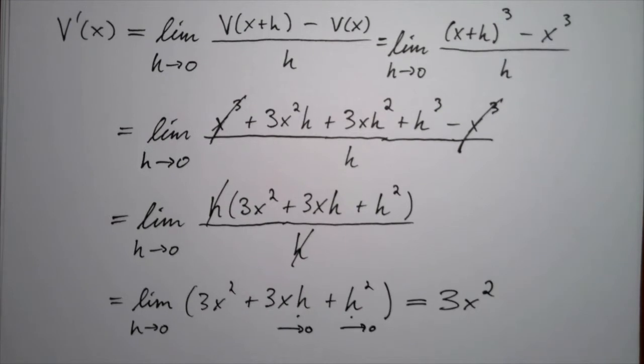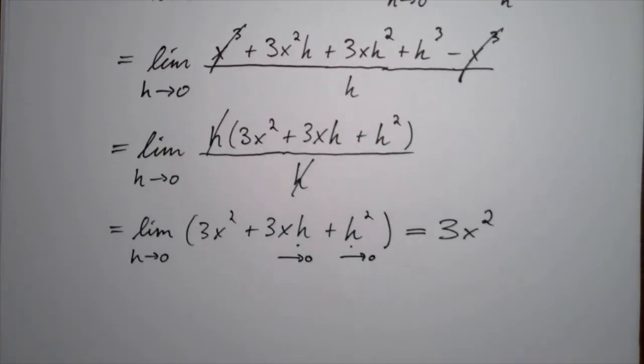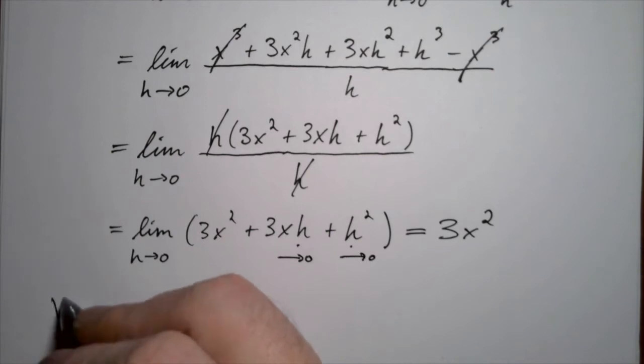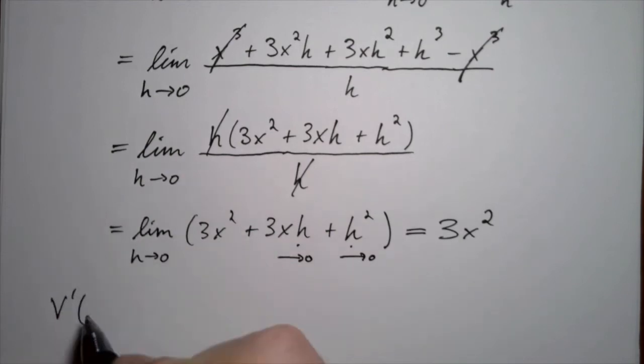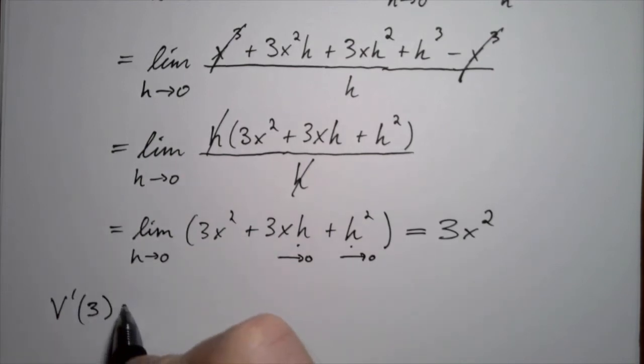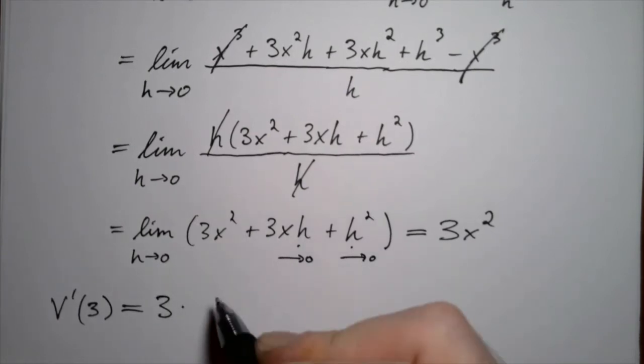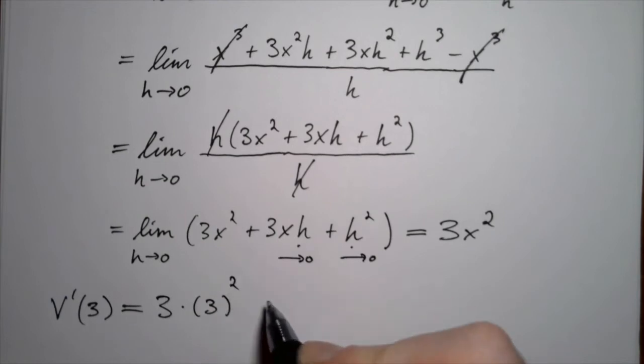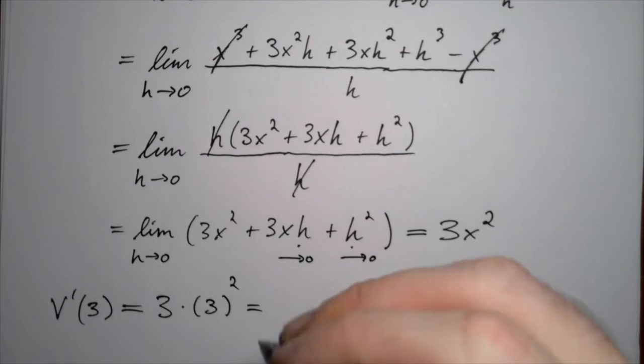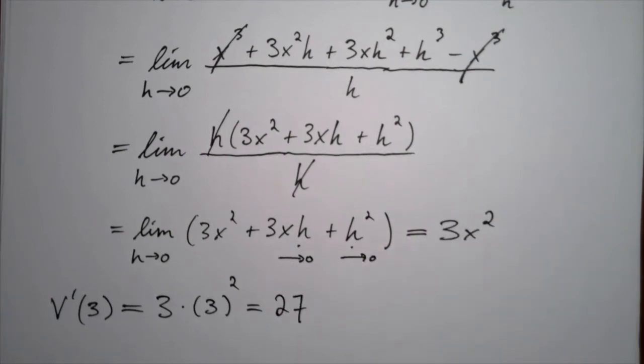And it's also going to tell us the rate of expansion of the volume of our cube. Remember, we're supposed to find the rate of expansion at a particular x value, which was 3. So we should plug that into the derivative of the volume function. We get 3 times 3 squared. Well, that's 3 times 9, that's 27.